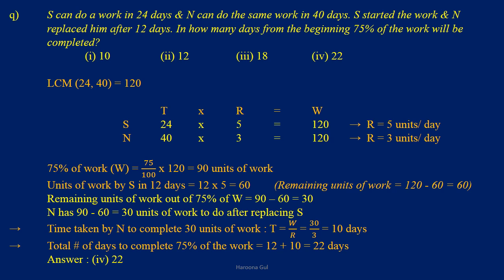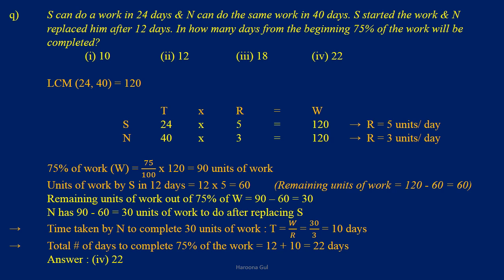Now the units of work done by S in 12 days would be 12, that is the number of days, into the rate of work, which is 5, right? So it is equal to 60. Now the remaining units of work would be 120, that is the total units of work, minus the units of work done by S, right? So we're going to get 60 units of work remaining.